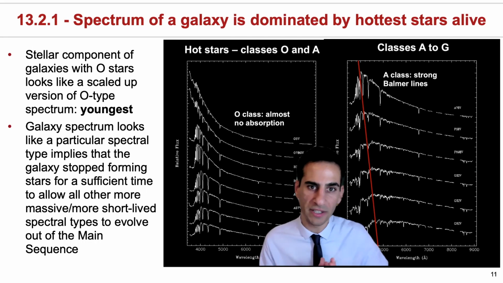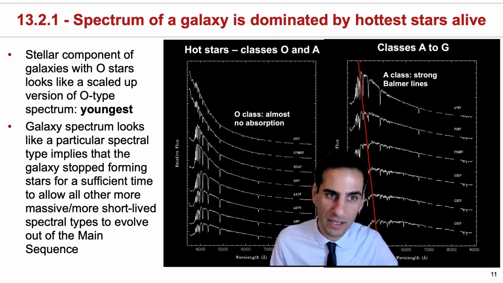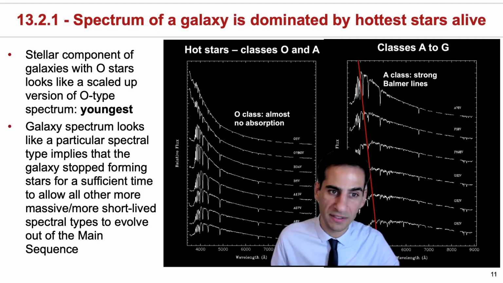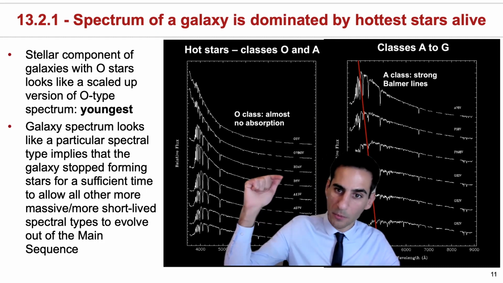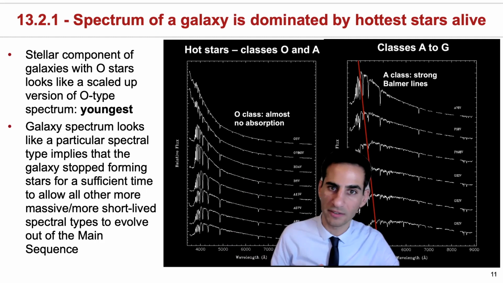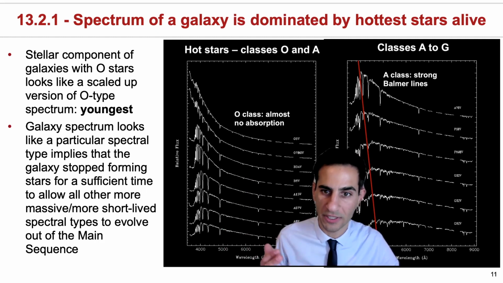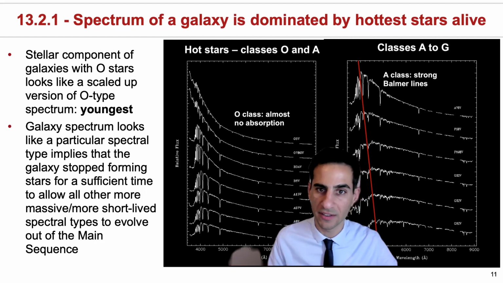One of the really important things that you need to know to understand galaxies is that if you take a spectrum of a galaxy and it looks like a particular spectral type, that implies that essentially that galaxy stopped forming stars for a sufficient amount of time to allow all the other more massive, hotter spectral types to evolve away from the main sequence and almost certainly go supernova. So it also means that by looking at the spectrum of a galaxy, we can infer how old that galaxy is, at least in an average way.